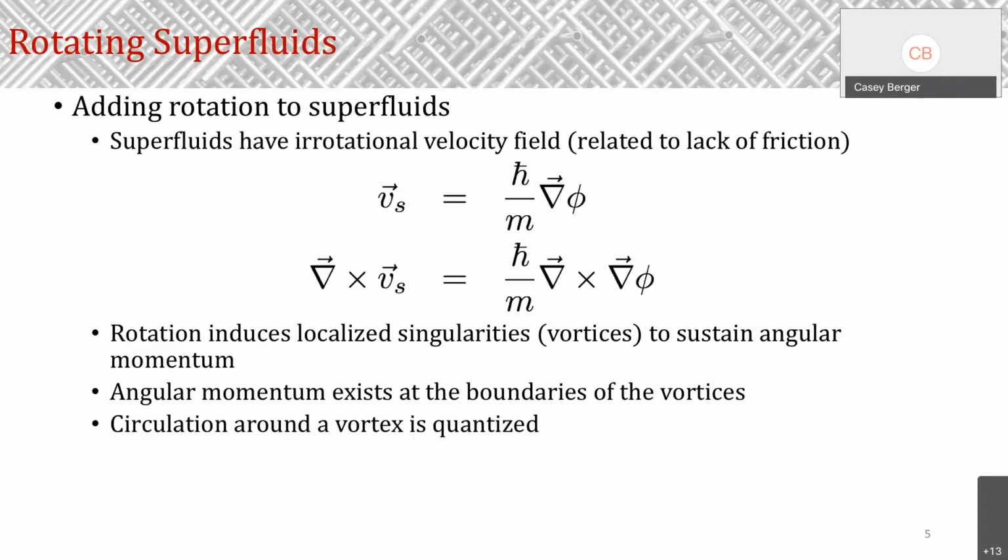The circulation is quantized. It obeys this relationship where this n represents the quantum number. So this is something that you can measure. This is something that you can predict. And it's a very interesting quantum behavior in these rotating superfluids.